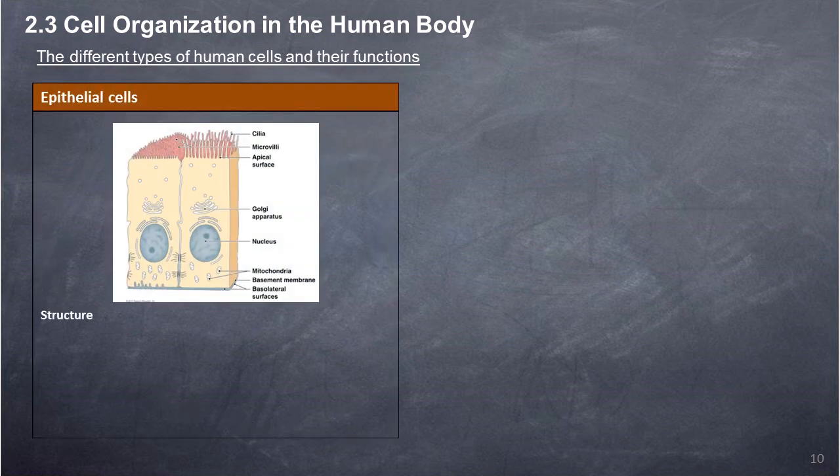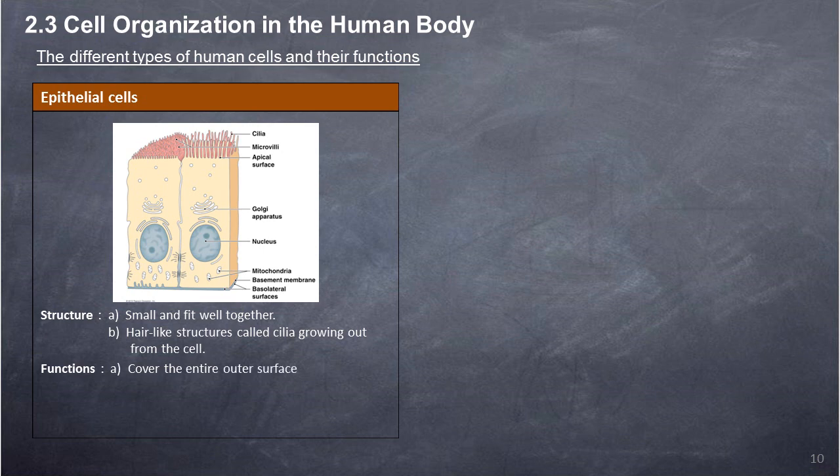Epithelial cells. Structure. A. Small, and fit well together. B. Hair-like structures called cilia, growing out from the cell. Functions. A. Cover the entire outer surface of the body, and line cavities and organs. B. Used in the absorption and excretion of substances.